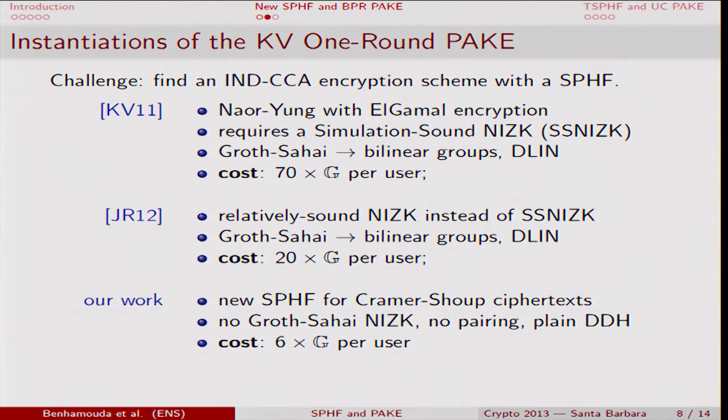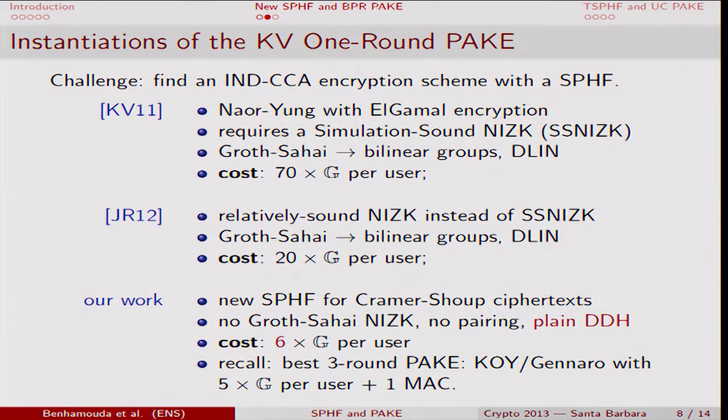And since we do not rely on the Naor-Yung framework, we do not need any NIZK, and so we do not need any pairing, and our protocol works in the plain DDH setting; there is no pairing, nothing like that. Recall that the best previous PAKE was the three-round PAKE of Cramer-Shoup type, which requires 5 group elements per user plus 1 MAC. So we have a communication cost very close to the best PAKE, but we use 1 round instead of 3 rounds.